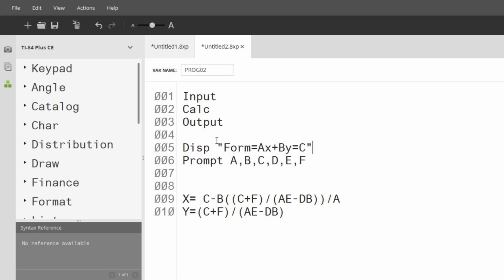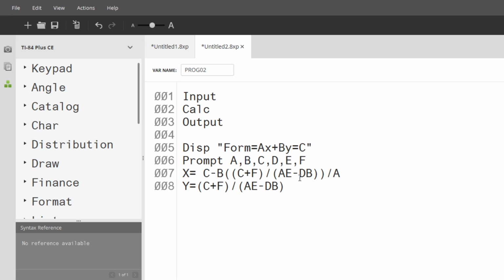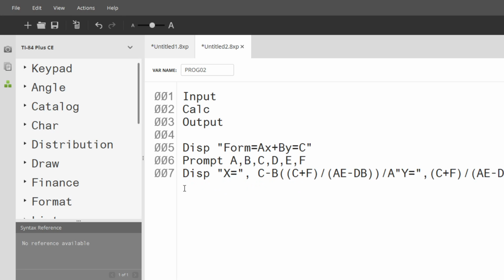And now when you run this program, it'll show this, and then it'll ask you for your values. And then you would say display here X is equal to, comma, that, and then you can just do quotes, comma, go here, comma, and bada bing, bada boom.